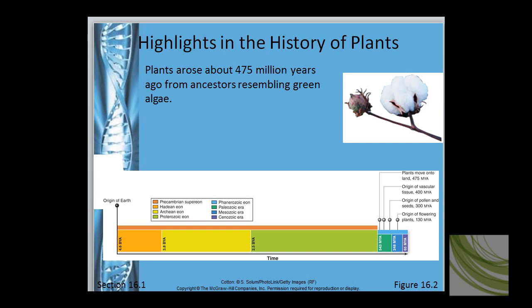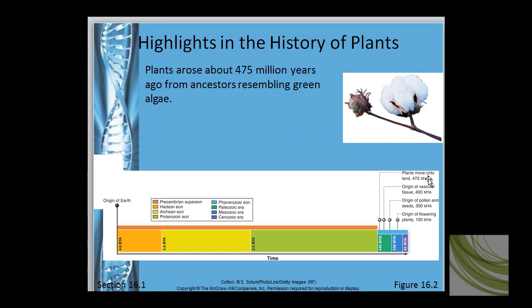We talked in lab about a couple things like vascular tissue, like xylem and phloem. Xylem moves water, phloem moves nutrients and sugars. We talked about the development of pollen, which helped increase genetic diversity by using sexual reproduction. And then the origin of the flowering plants, the most advanced plants we have, the angiosperms, about 130 million years ago.